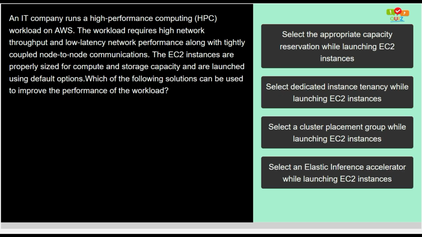An IT company runs a high-performance computing HPC workload on AWS. The workload requires high network throughput and low latency network performance along with tightly coupled node-to-node communications. The EC2 instances are properly sized for compute and storage capacity and are launched using default options. Which of the following solutions can be used to improve the performance of the workload? Again, you have 4 options.